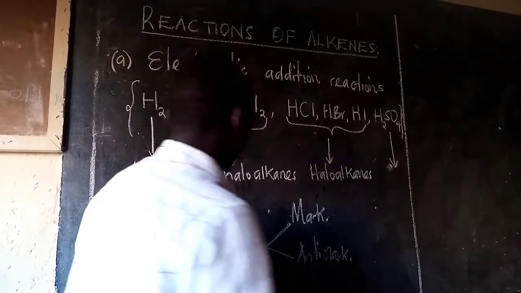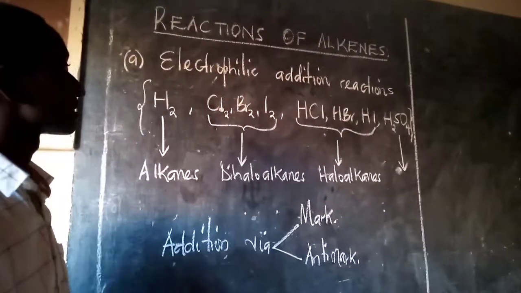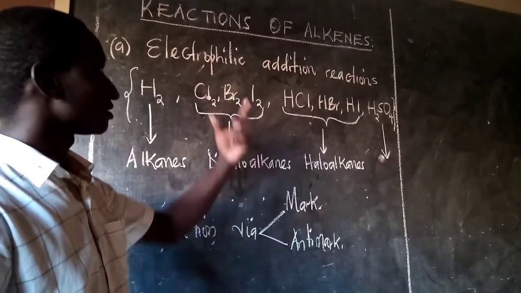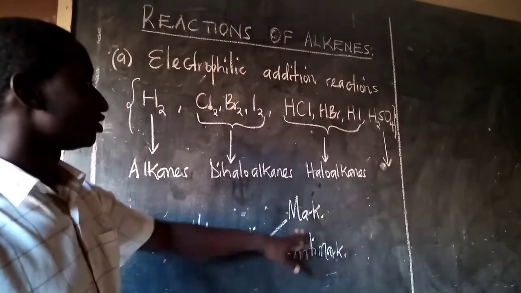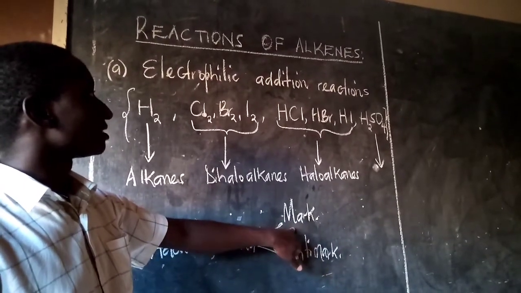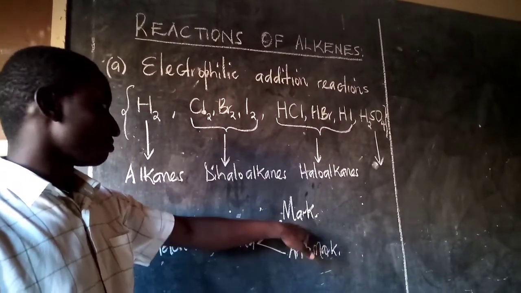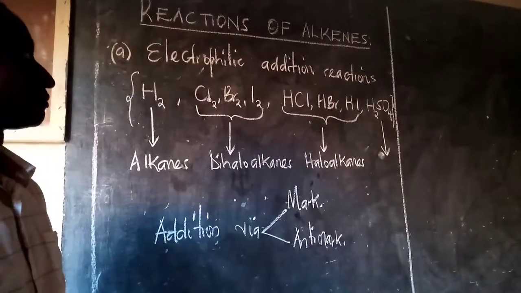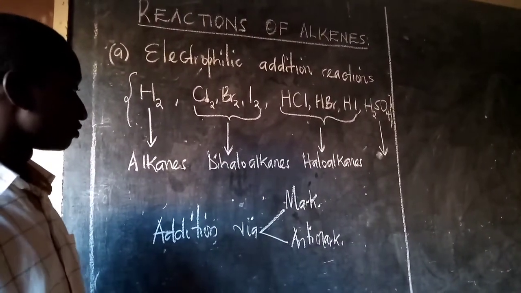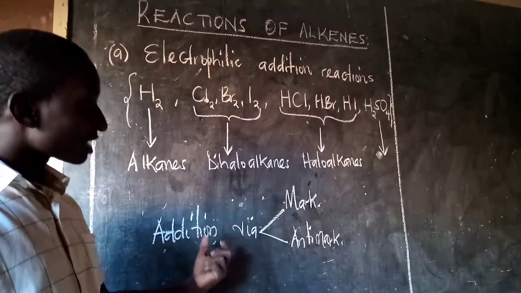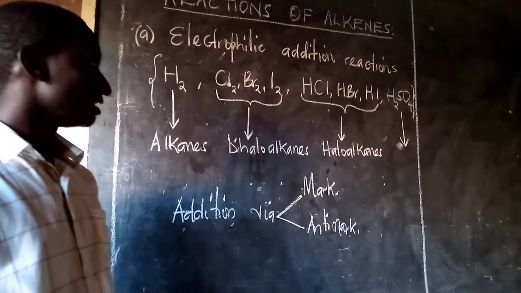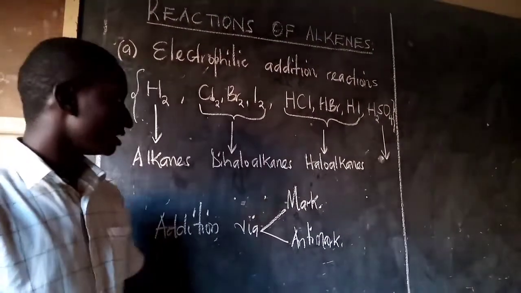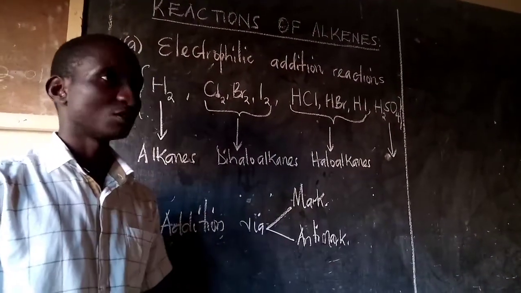What does Markovnikov's tell us? Markovnikov's tells us that in these unsaturated hydrocarbons or compounds, for example alkenes, addition takes place in such a way that when the hydrogen comes to be added to the unsaturated compound, it adds itself on that position of the double bond to the carbon atom that is carrying the maximum number of hydrogen atoms. Then the anti-Markovnikov's gives us the opposite of that.